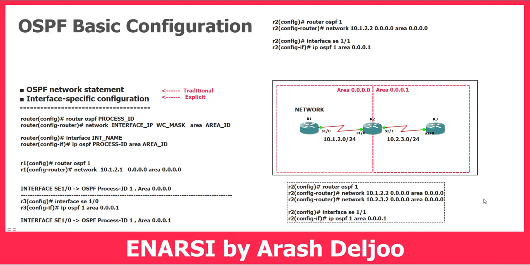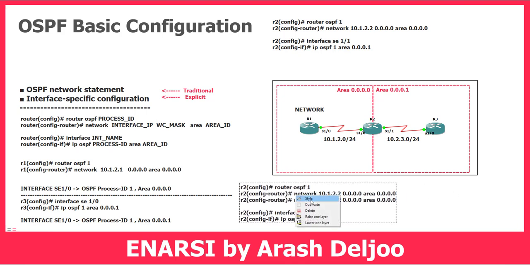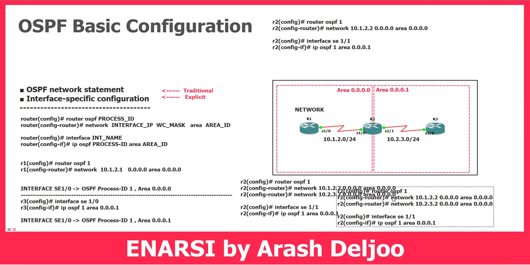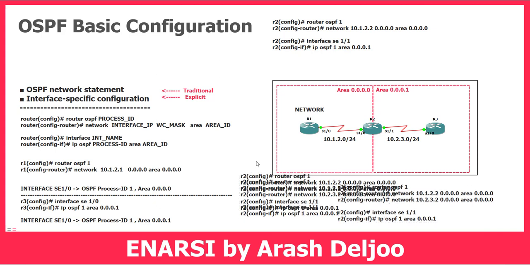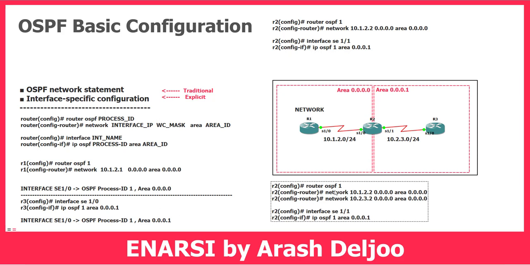Okay, after that, let me talk about another situation that maybe you encounter in some scenarios. Look at here, let me show you. Assume that we have this configuration: router OSPF 1, then for example network 10.0.0.0 with wildcard 0.255.255.255 area 0. Okay, after that you have configured network 10.2.3.2 0.0.0.0 area 1.